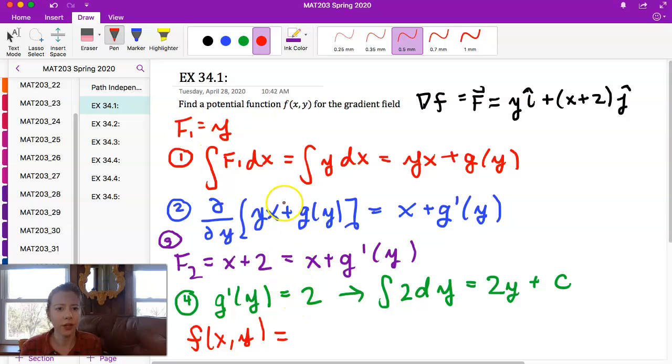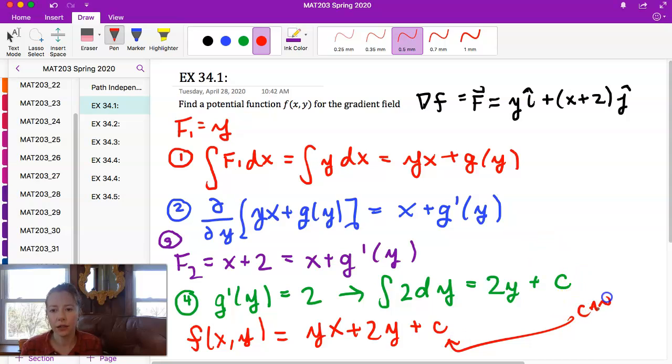the integral of f1, right? So it's going to be yx plus our next piece, which is 2y, plus c. And keep in mind that c can be anything. So on an exam, on a quiz, on your homework, you can make that c 0 if you'd like. You can leave it as c. You can give it any number you want, as long as it doesn't have a variable in it.